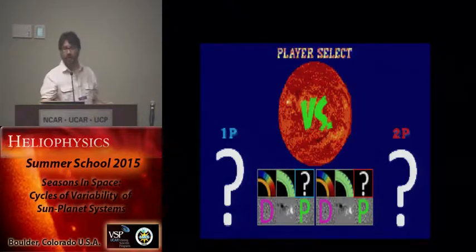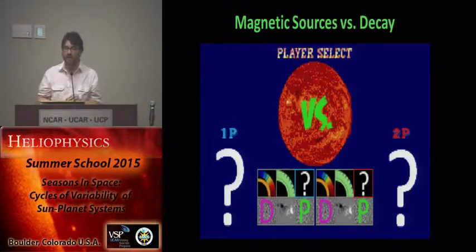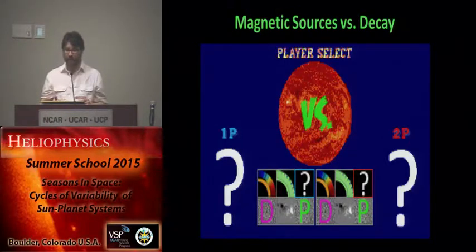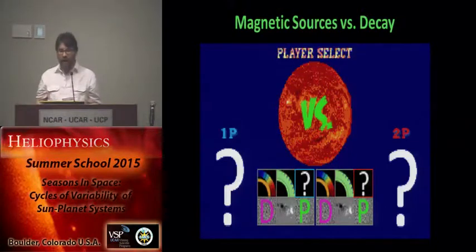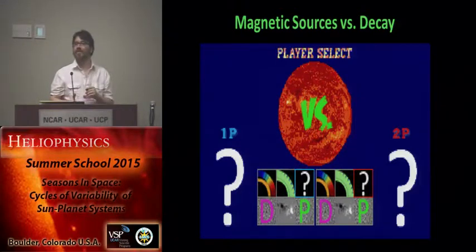And so if I tell you, okay, we're going to see a fight between magnetic sources and decay. Can you tell me? I'm going to do the easy one. Decay, of course, is turbulent diffusion. So which of these ingredients do you think act as sources? Sources that basically put energy into the system.